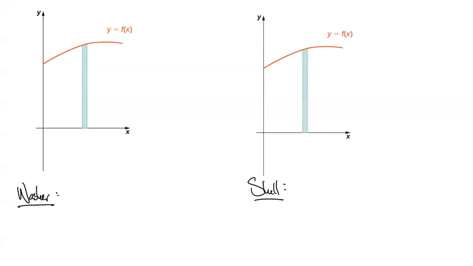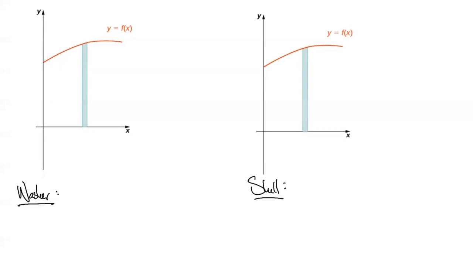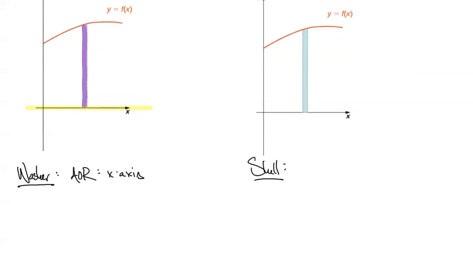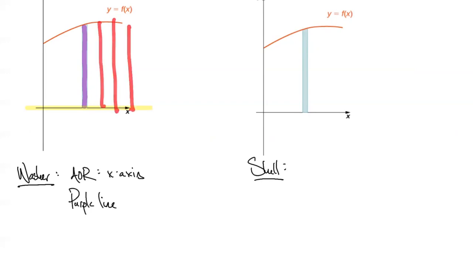Let's start off with the axis of revolution. What would your axis of revolution be? And in particular, this is like our purple line, okay? Good. Yes, if we want to use washer, we are going to need an axis of revolution that is the x-axis, okay? And we know this because this purple line, if we were to draw more of them, would be stacked along the x-axis, okay?